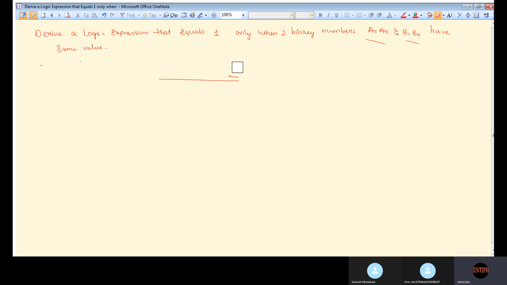We need to write the logic expression for this condition. How do we write the logic equation for this condition? So first, for anything we have to write the truth table only. b1 b0, a1 a0, let's see. So we will put the truth table.